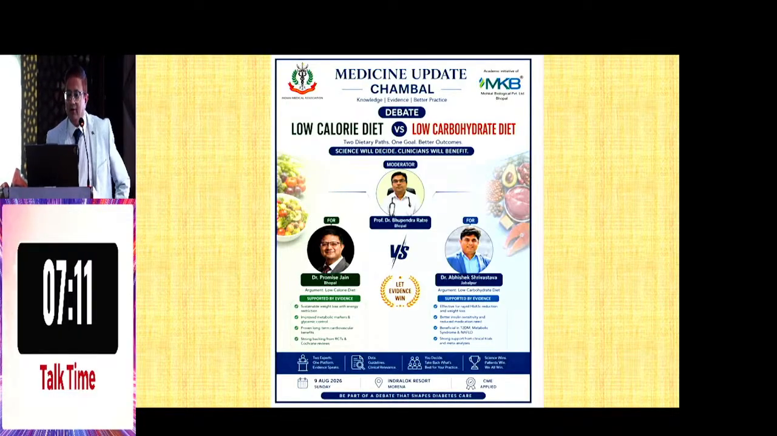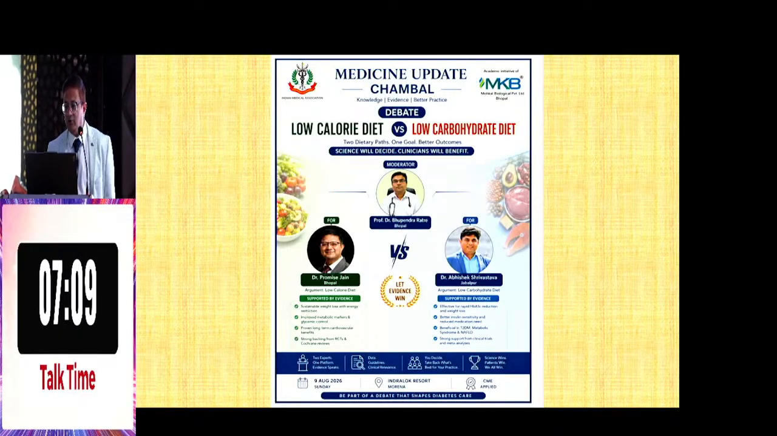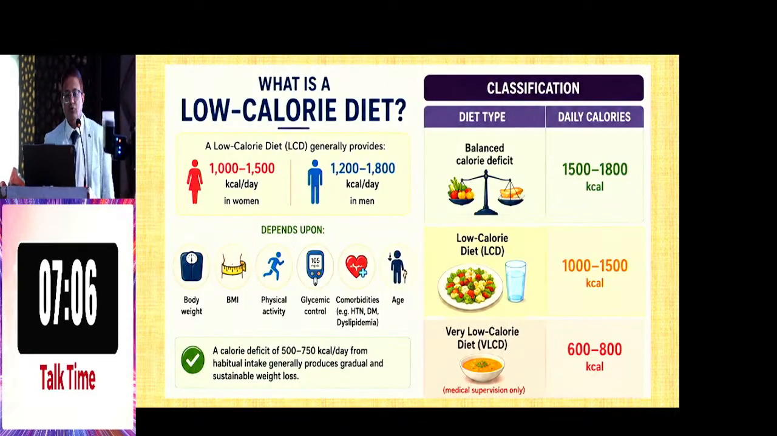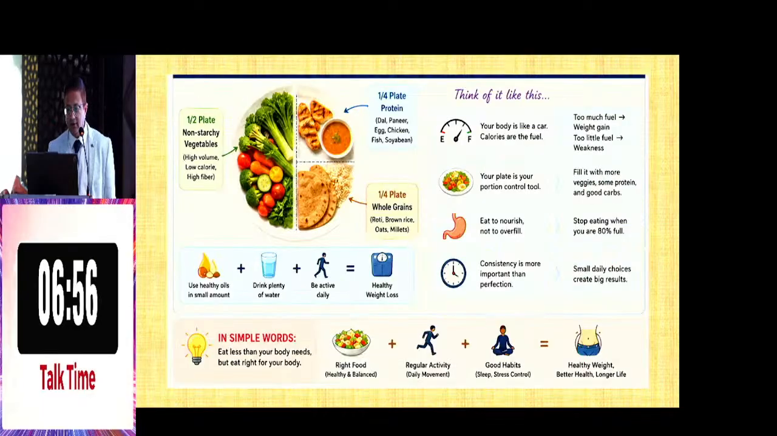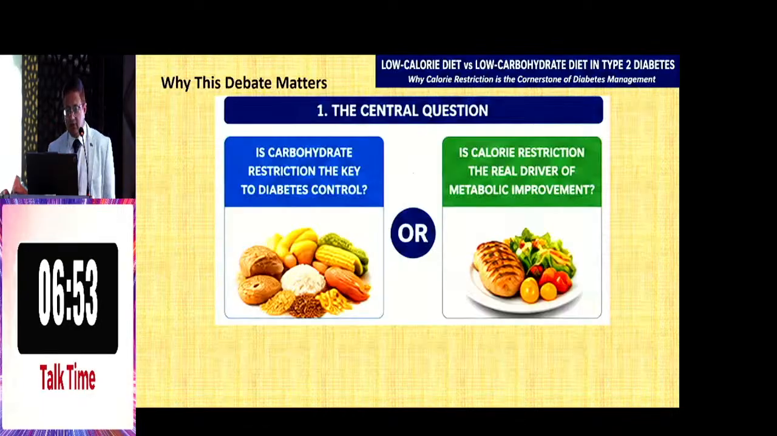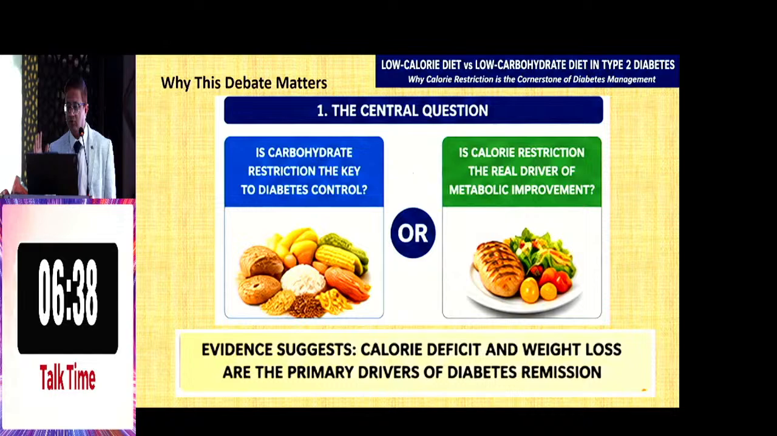So thank you all. I will give a brief on the low calorie diet. Basically, a low calorie diet is when you consume less than 1500 calories. That is the low calorie diet. My question for Abhishek is: is carbohydrate restriction the key to diabetes control? I favor calorie restriction as the real driver of the metabolic improvement. It is not for diabetes only, it is for metabolic improvement also.